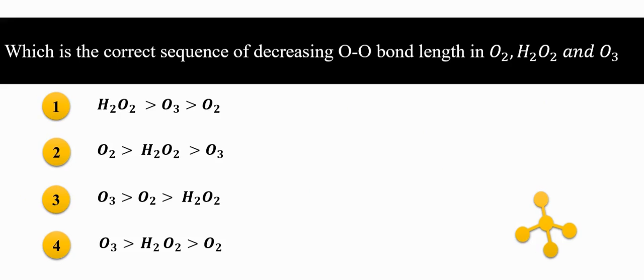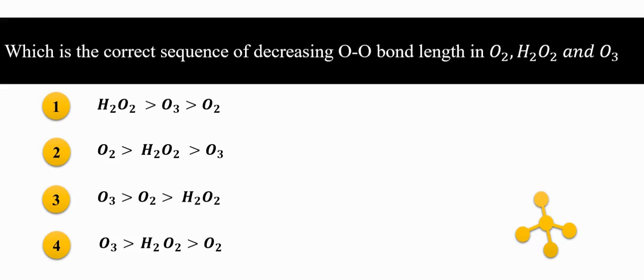Which is the correct sequence of decreasing oxygen-oxygen bond length in O2, H2O2 and O3? First option, H2O2 is more than O3, which is more than O2. Second option, O2 is more than H2O2, which is more than O3. Third option, O3 is more than O2, which is more than H2O2. Fourth option, O3 is more than H2O2, which is more than O2.